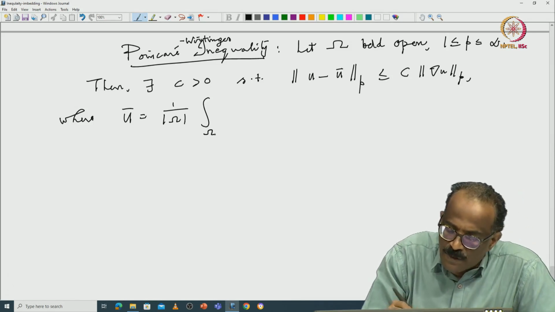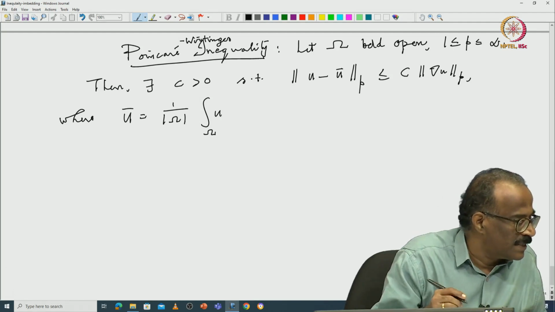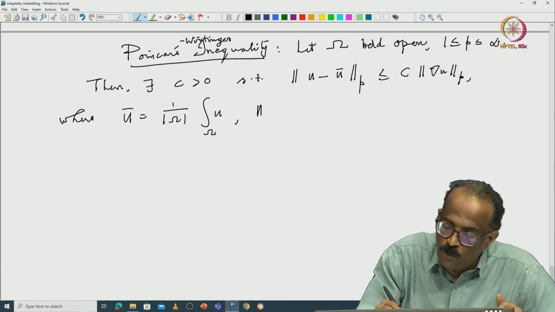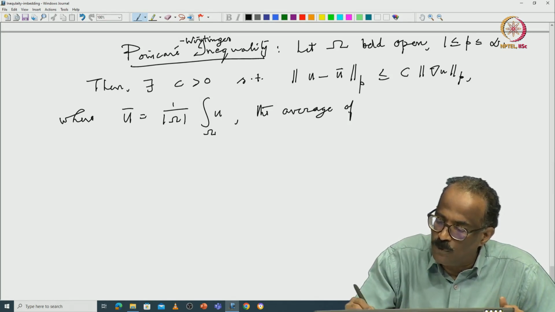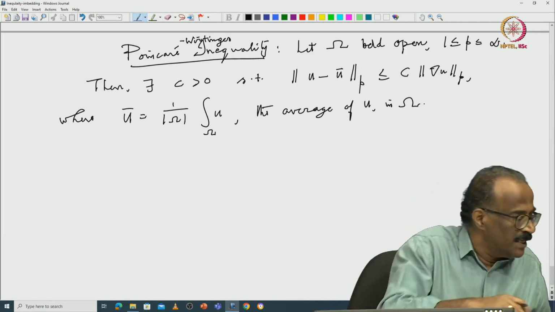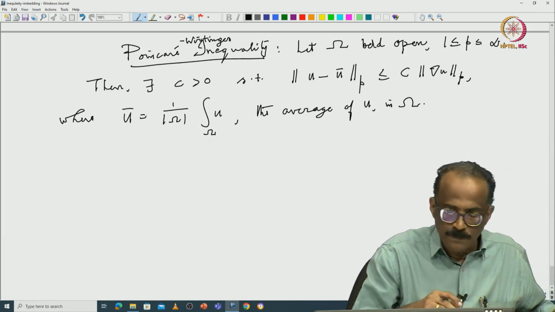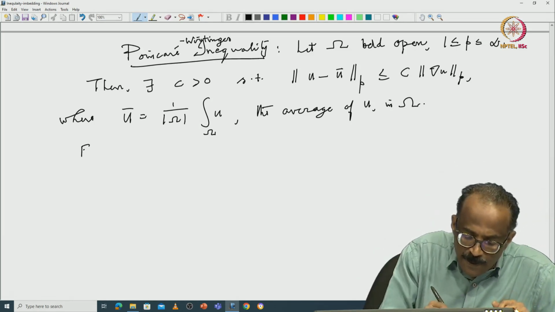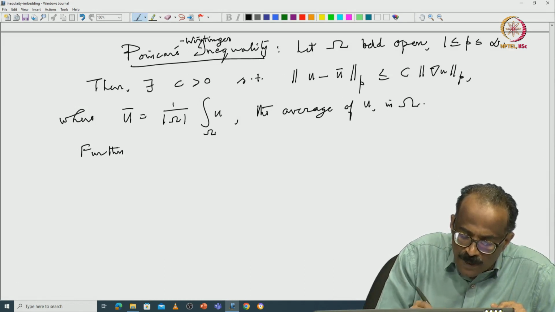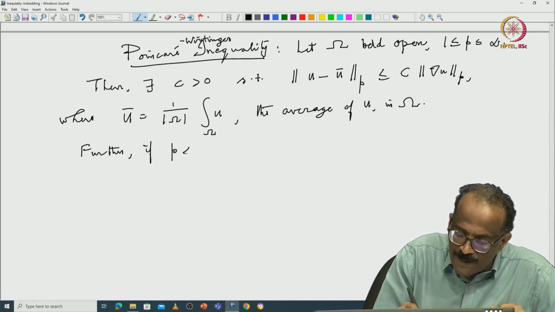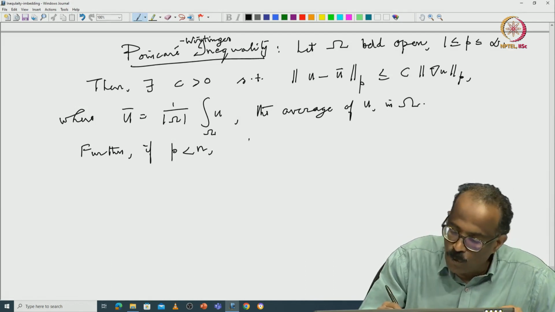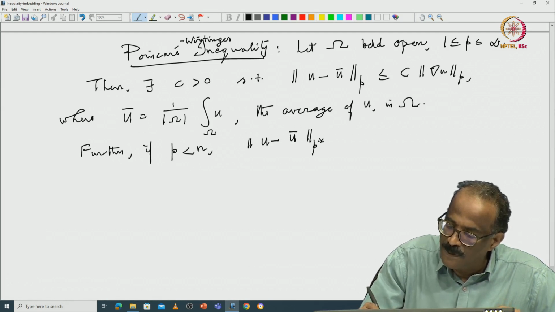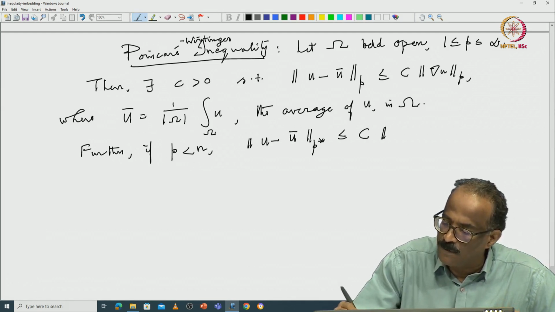Let me do that one. You have to remove that. You will see that kind of thing soon. It is the average of u in omega; you can take the boundary averages as well. So you can remove that average constant and then you get this. And further, there is also this: if p is less than n, then you get the norm of u minus u bar in L^{p star} is less than or equal to a constant times the norm of grad u in L^p.